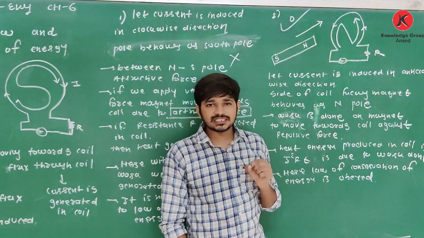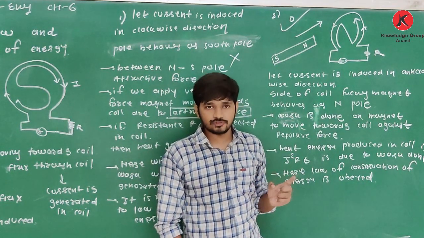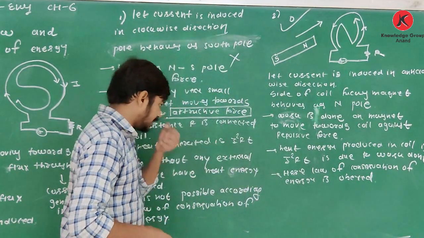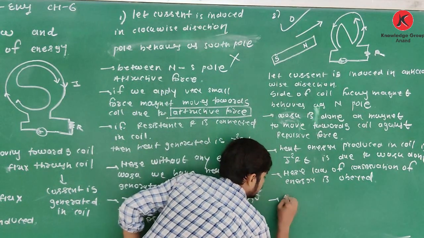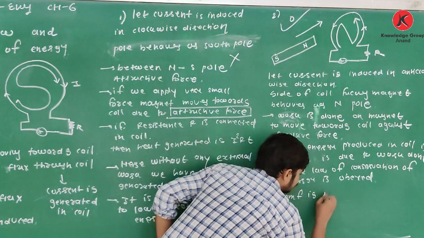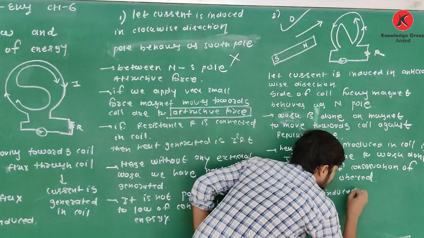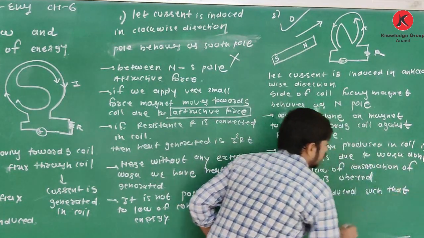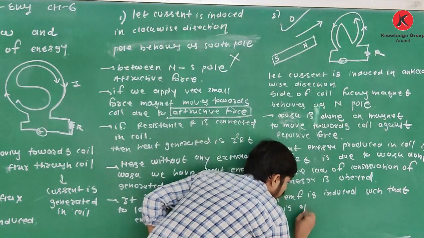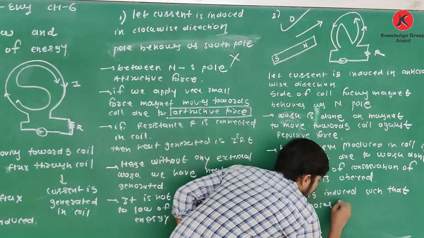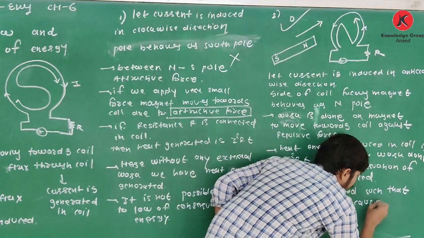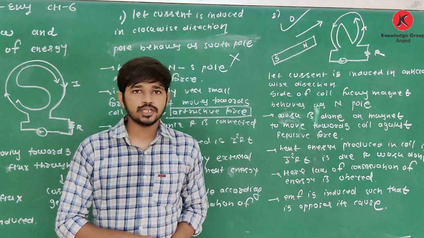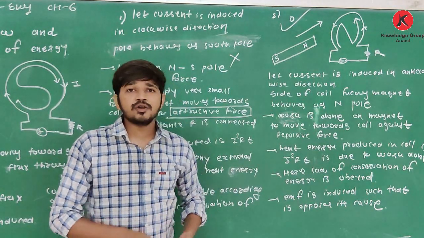EMF is induced such that it opposes its cause. Here, EMF is induced such that it opposes its cause which produces it. Okay, so now how to write the statement of Lenz's law?